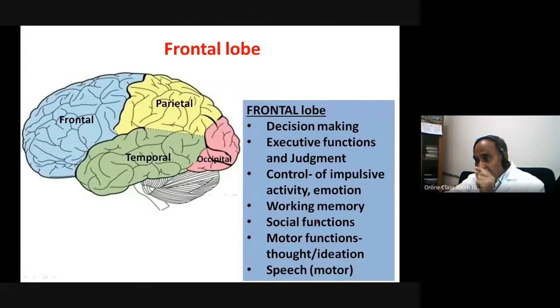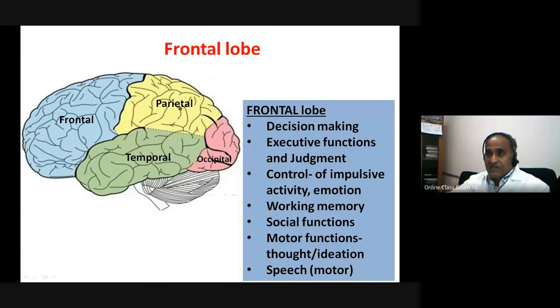Then it has the social functions. That means what dress I want to wear, how I want to look, and the dressing pattern for the classes, for the party, for the marriage. These are some social functions. This is one aspect; the other is social behavior, how I want to behave with my friend, my father, my parents, my seniors. All these social functions come from the frontal lobe.